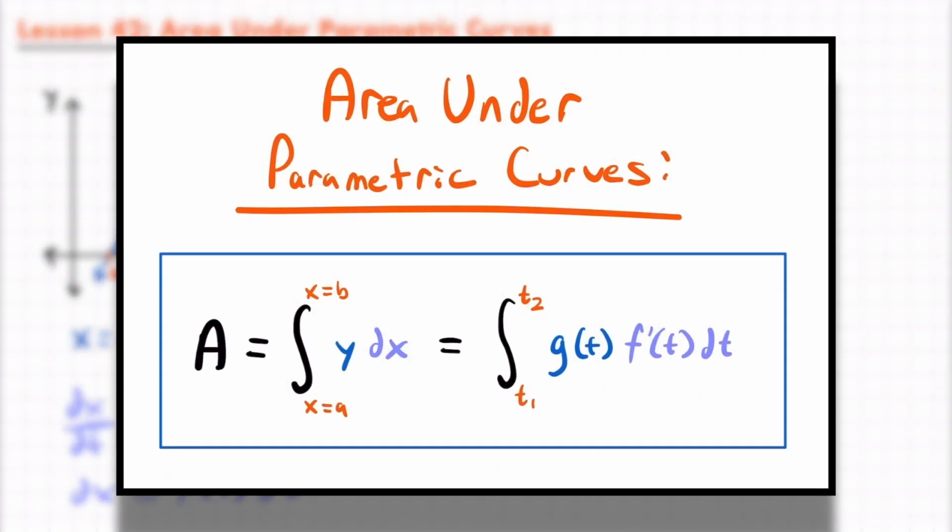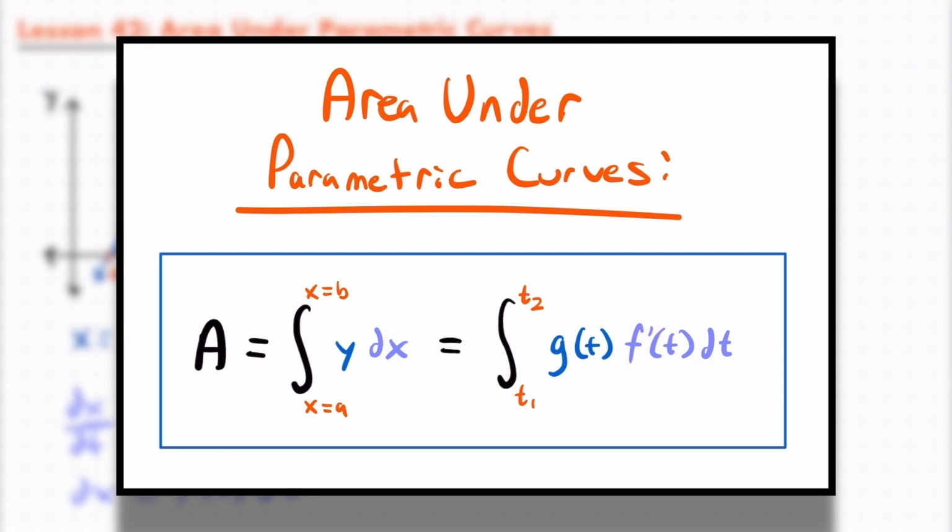All right, and so to summarize, to find the area under parametric curves, we can use the following integrals. The area is equal to this integral in terms of x. We have the integral from x equals a to x equals b of y times dx, and that can be rewritten to be an integral in terms of t, which will be the integral from t sub 1 to t sub 2 of g of t times small f prime of t times dt.